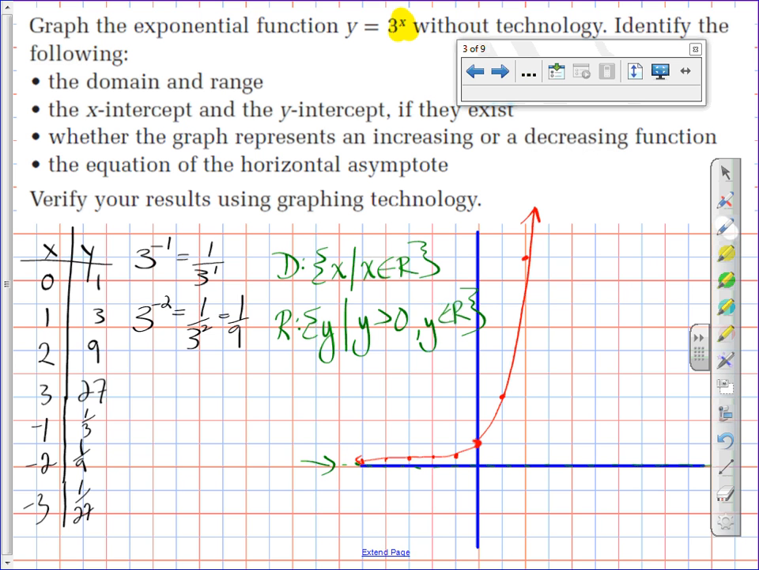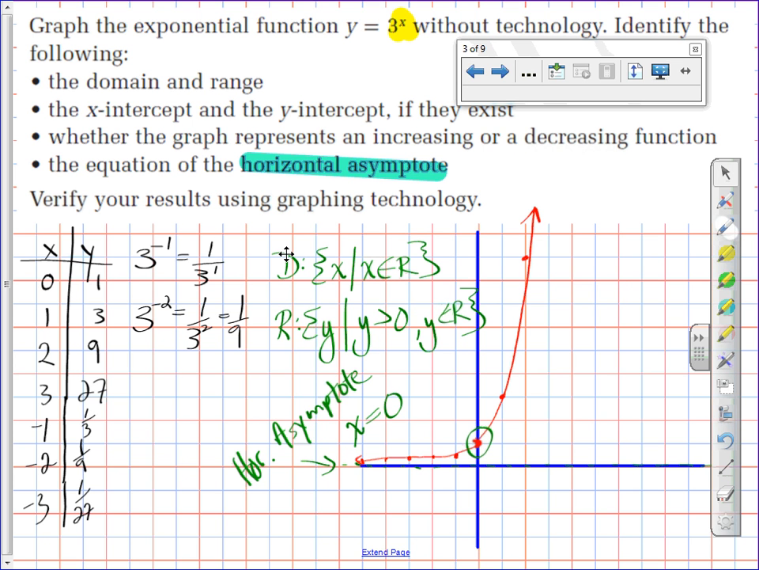This line right here is a horizontal asymptote because the graph gets infinitely close to it, but it never crosses it. It's an imaginary line that it does not cross. We have no x-intercept. There's no solution to this. There's no root. There's no 0. But there is a y-intercept, and it's at 1. The equation of this horizontal asymptote, just noticing up here that we're supposed to find that, would be the line where y equals 0. That is the answer for that.